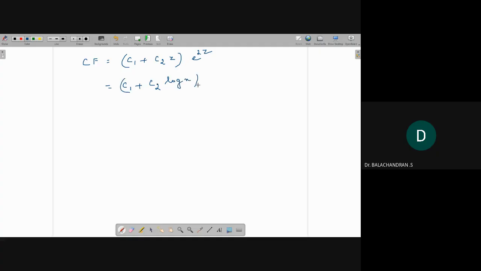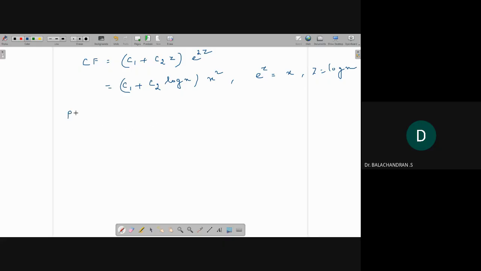Okay, and e power z whole square. e power z is x, so this is x square, where e power z equal to x, and z equal to log x. So this is the complementary function.